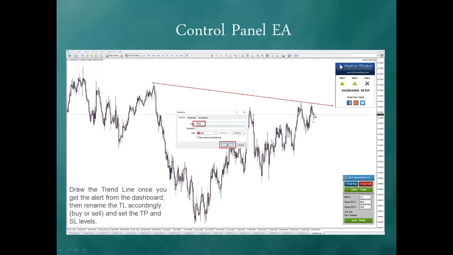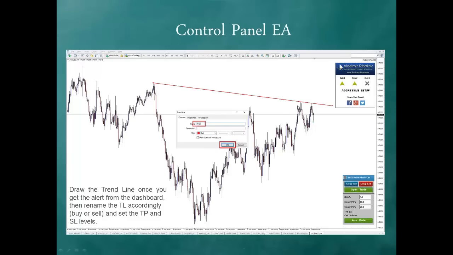Once it is broken, it will get you in the trade. So you just draw your line and wait for the breakout. Once you draw your line, of course it will ask you for stop loss and take profit, but this is the idea. You just name it buy, in this case buy.